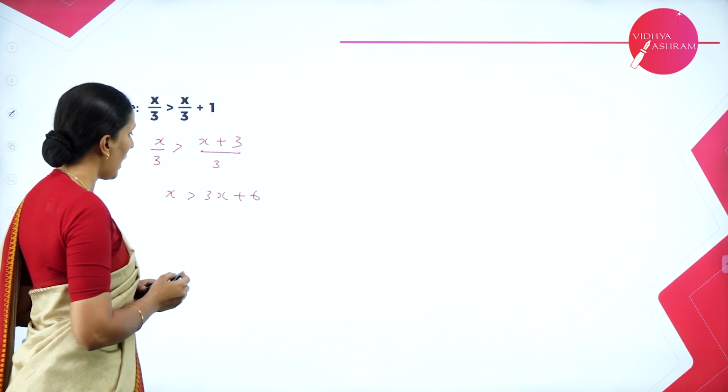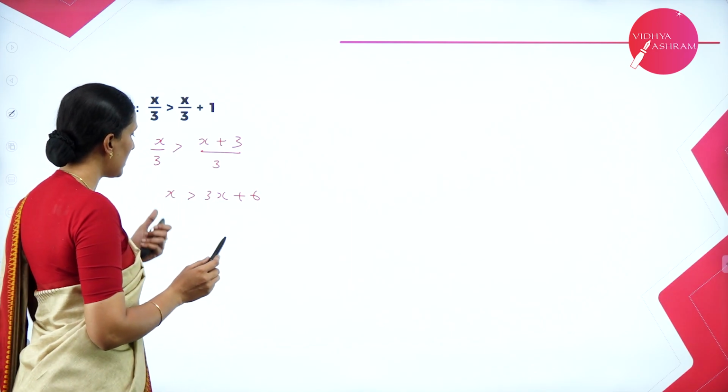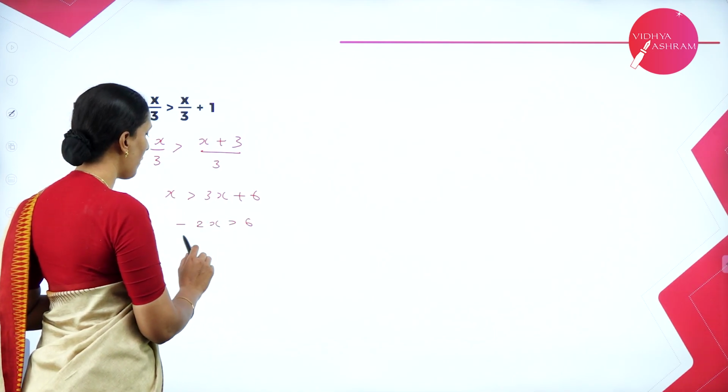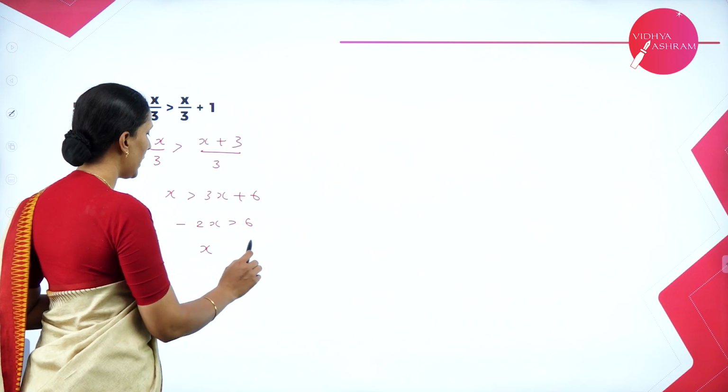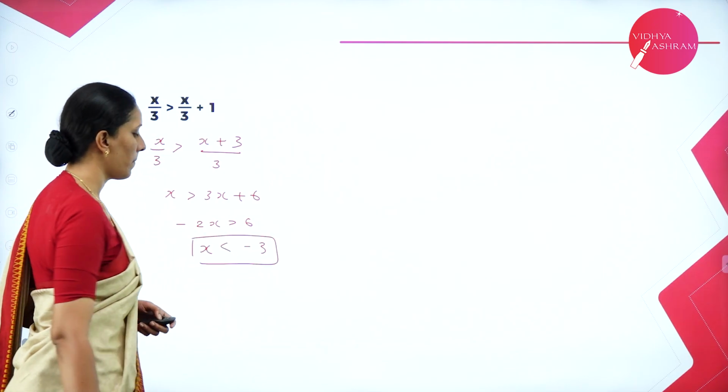So then I don't need x or 6 here. So if I subtract it, then I'll get minus 2x greater than 6. Again, I have to divide by minus 2. So we get x less than minus 3, which forms the solution here.